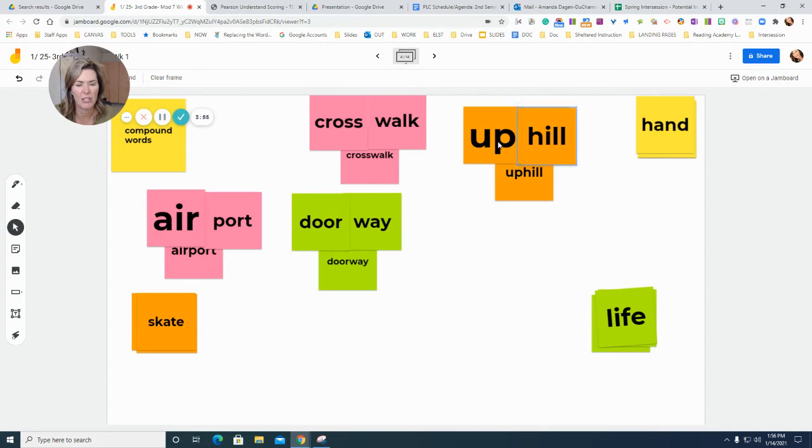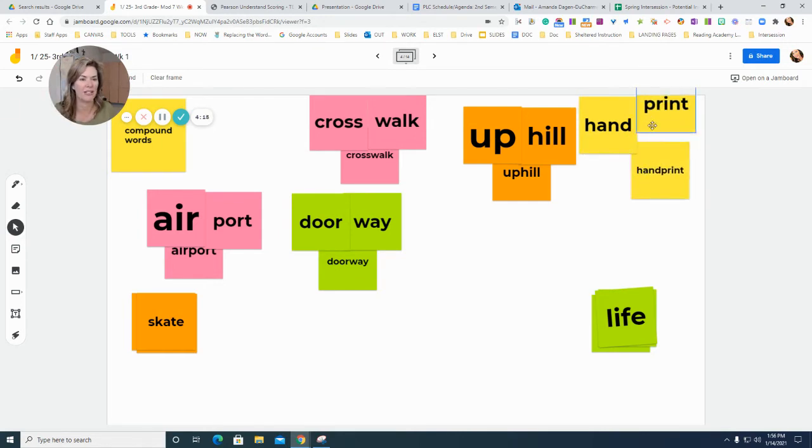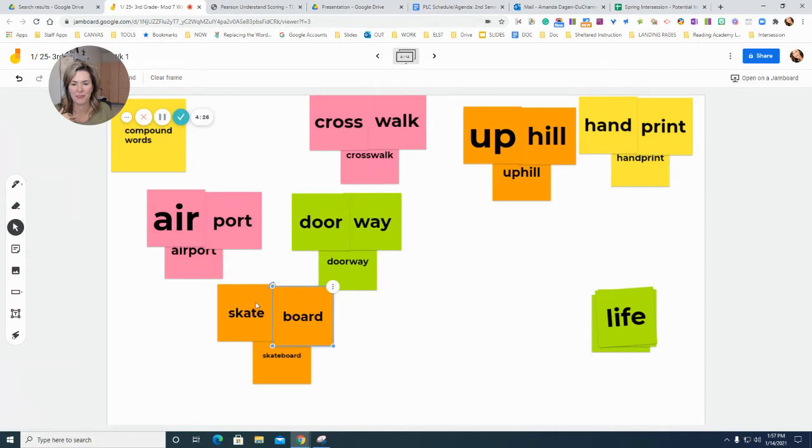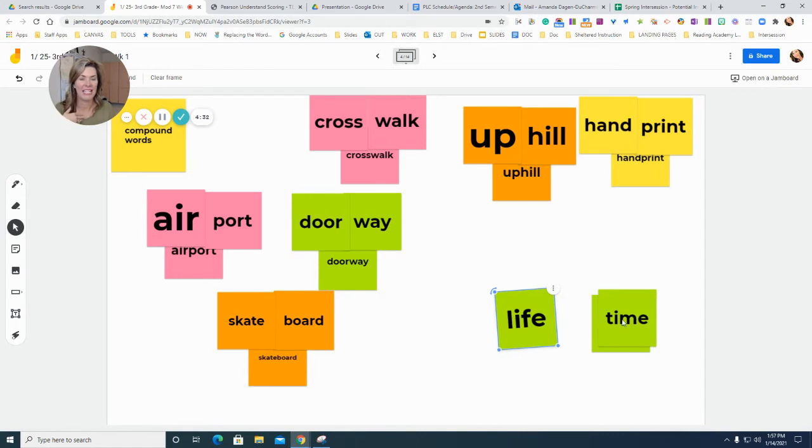All right. So the words mean something different when they're separated. Up is a direction, hill is like a small mountain, and then uphill is when you are traveling up a mountain. Kind of puts them together. Hand, print, handprint. Awesome. You get the idea? Two smaller words put together to form one. Skate, board, skateboard. Have you ever ridden on a skateboard? Life, time, lifetime. Awesome.